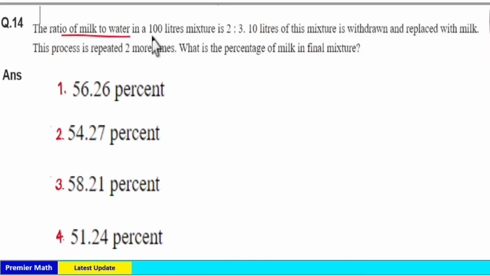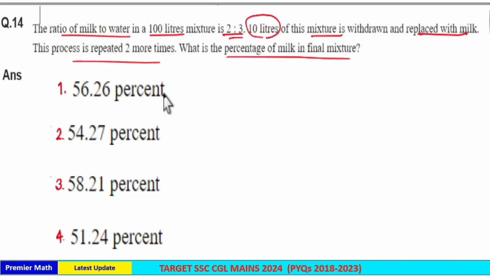The ratio of milk to water in a 100-liter mixture is 2:3. 10 liters of the mixture is withdrawn and replaced with milk. This process is repeated 2 more times. What is the percentage of milk in the final mixture?